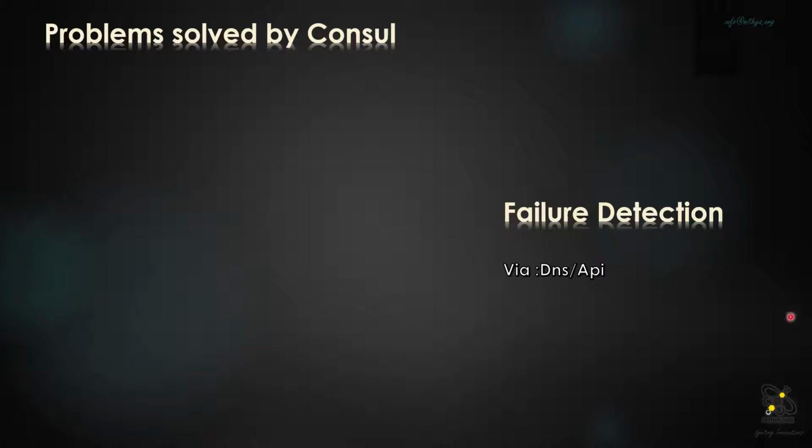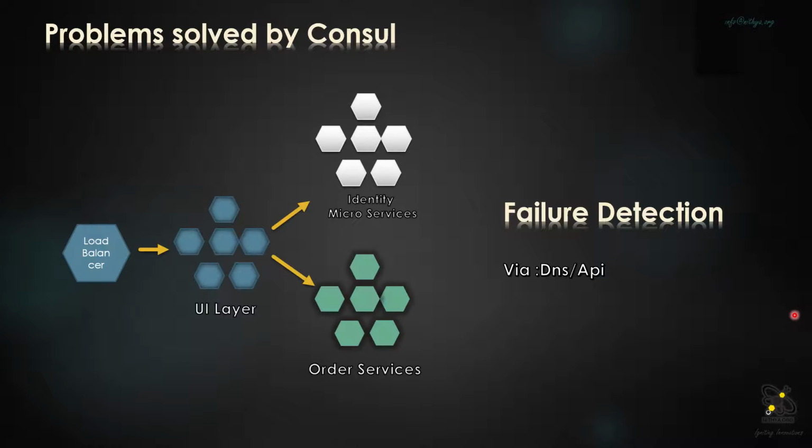The next feature, as I told, is failure detection. If you have thousands of servers, you want to detect which node has failed and which node has to be removed from the load balancer, so that no customer experience is compromised. Taking the same example of the UI layer, identity services and other services, suppose a few nodes of the identity services have failed. Whenever the UI layer asks for identity services, it will act in either round robin mode or least connection or something.